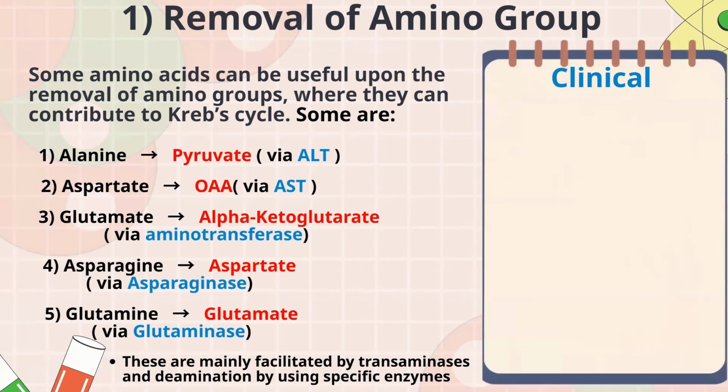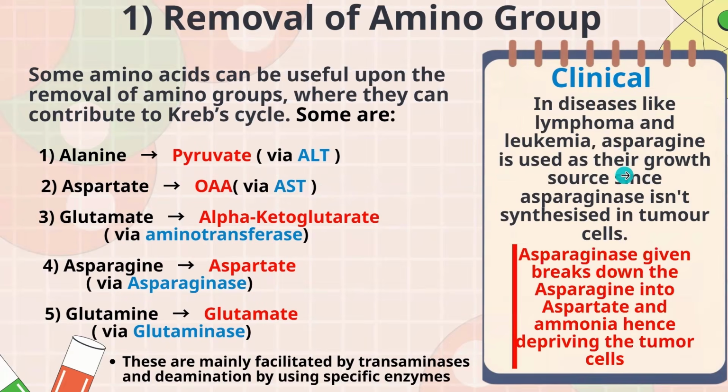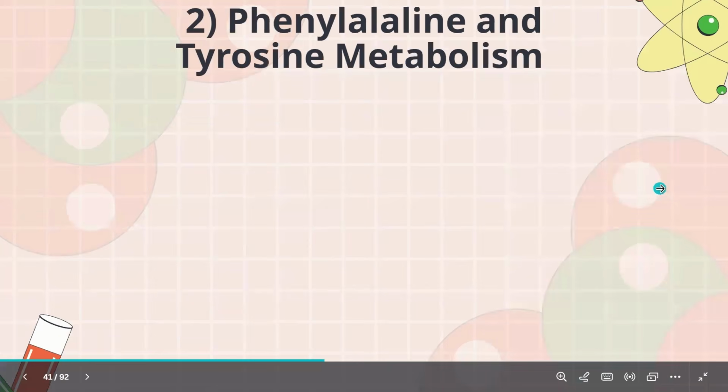And for that reason, to help patients with lymphoma and leukemia, we need to give them asparaginase to break down asparagine and not allow the tumors to have asparagine as their growth source, and to eventually form aspartate, which will contribute to oxaloacetate through just aspartate aminotransferase. So yeah, this is just basically what I said. It deprives the tumor cells of their source.